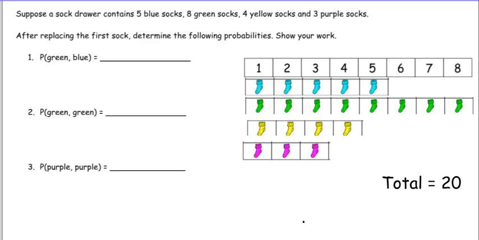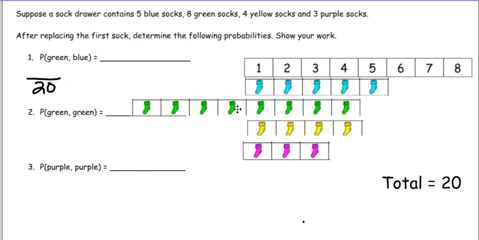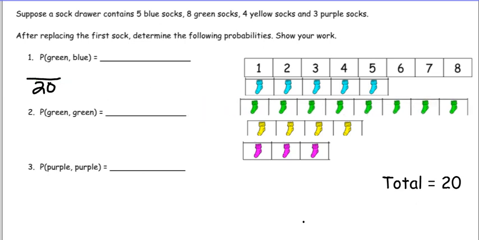So let's go to our sock drawer. Suppose a sock drawer contains 5 blue socks, 8 green socks, 4 yellow socks, and 3 purple socks. After replacing the first sock, determine the following probabilities. Here's our notation: the probability of getting a green sock and then getting a blue sock. The first thing we need to know is how many socks are in the drawer. There are 20 socks in the drawer. What's the chance of getting a green sock? How many green socks are there? There are 8 green socks, so there's an 8 in 20 chance of getting a green sock.